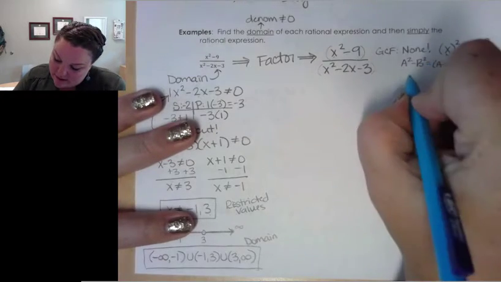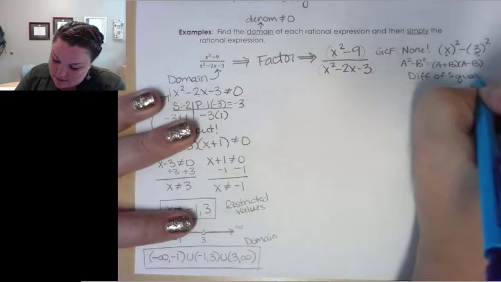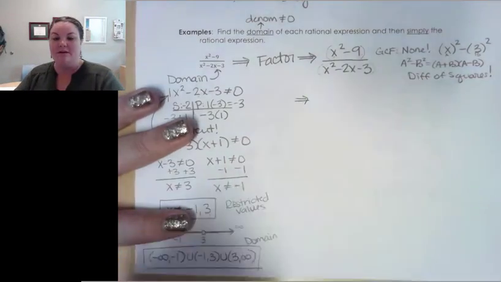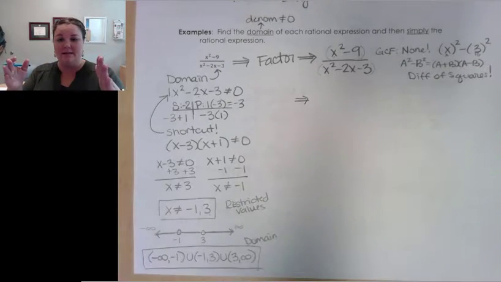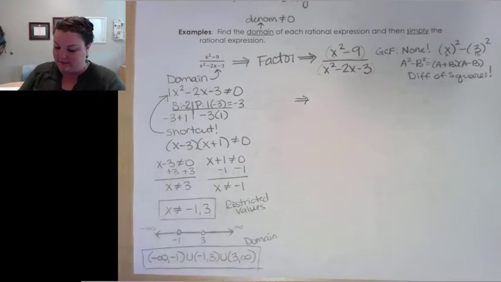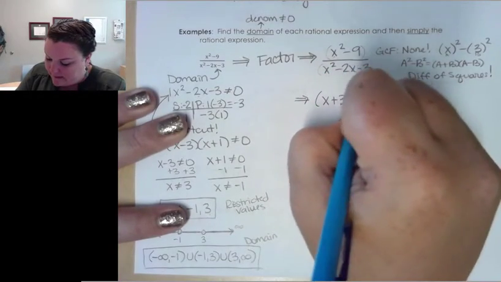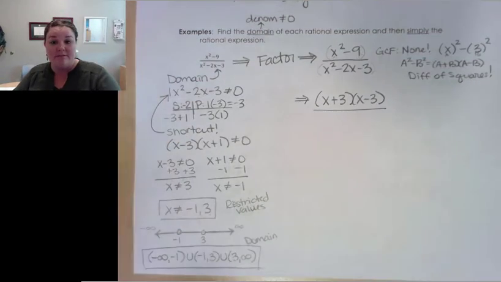So we're going to go ahead and say this is a difference of squares and rewrite this. We know a difference of squares factors into the first base plus the second base times the first base minus the second base. So I'm going to rewrite this as x plus 3 times x minus 3. So now the top is fully factored.